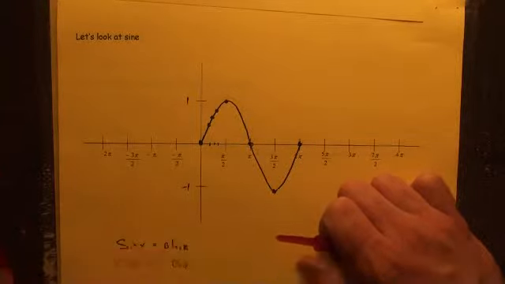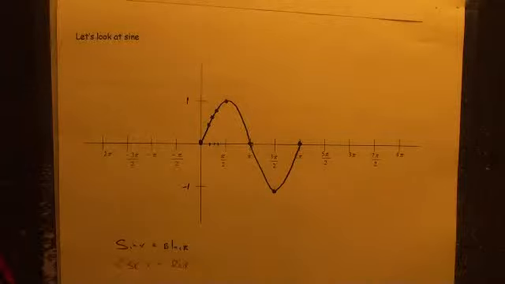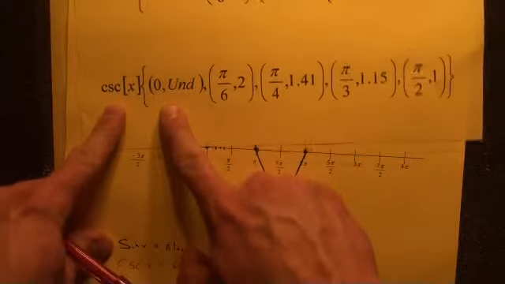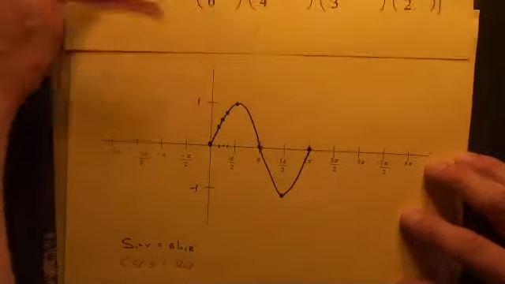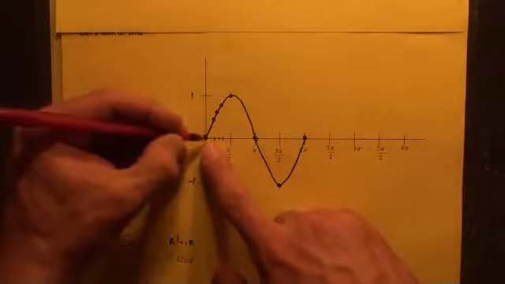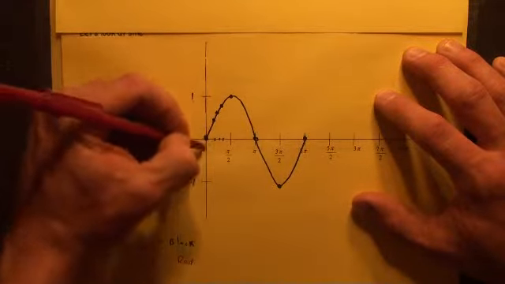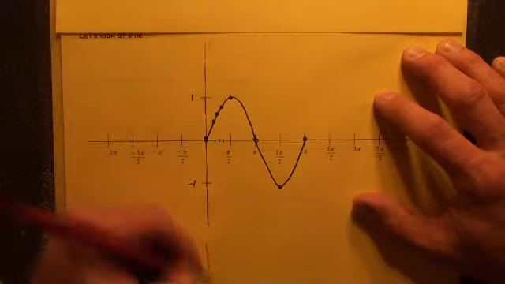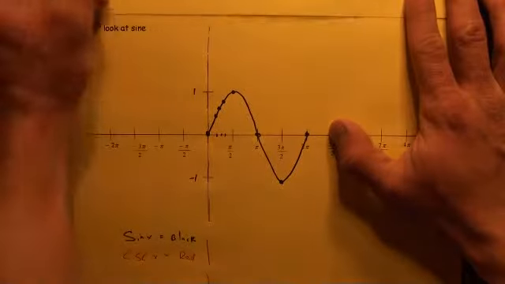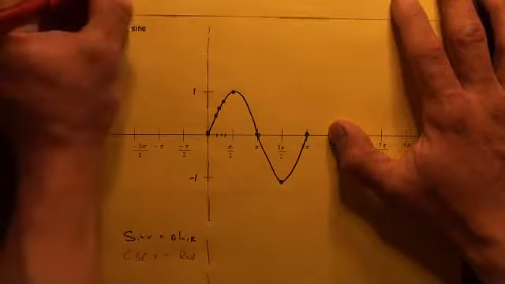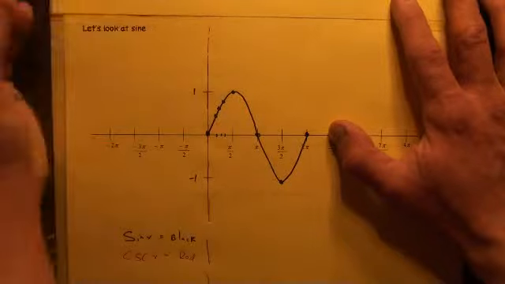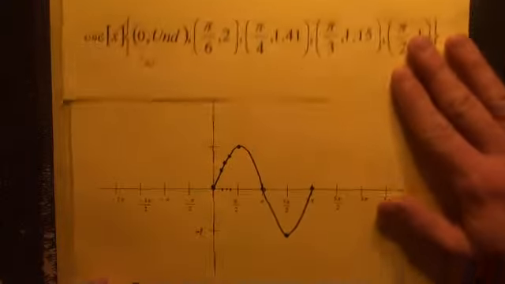Let's take a look. If you do cosecant, what do you got here? Zeros are undefined, because that's the inverse of 0. So you'd have an asymptote, because the 0 would be a value that does not exist for cosecant.